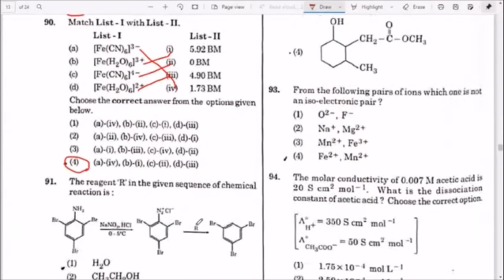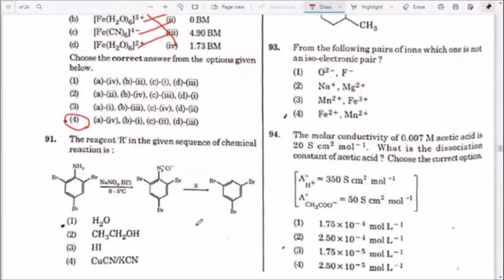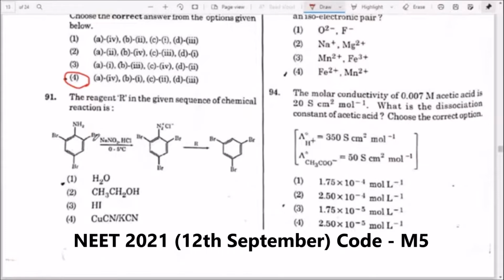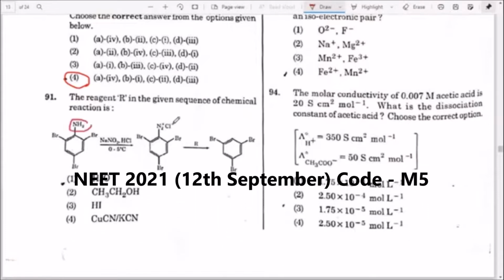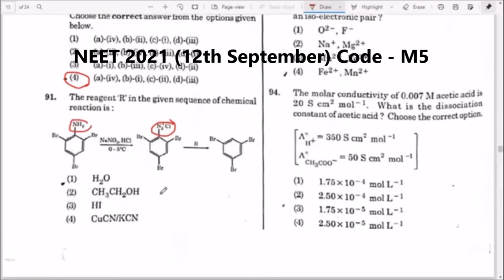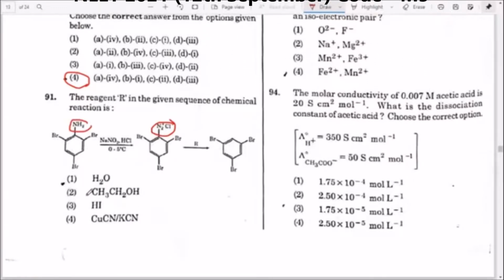Next, question number 91. The reagent R in the given sequence of chemical reaction is, so diazotization we are making, amine is giving diazonium chloride. This diazonium chloride, when you treat it with ethanol, it is going to give hydrogen here. Yes, this is 91. Option number 2 is the correct option, students, ethanol.